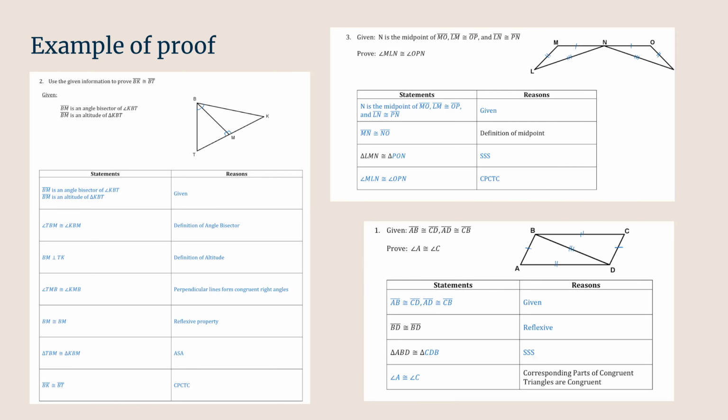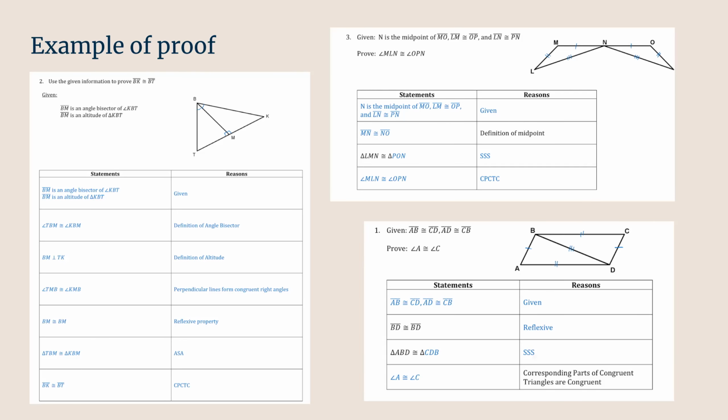And then if we look at number 2, on the left, we have BM is angle bisector of KBT, and BM is altitude of KBT. So we know that angle TBM and angle KBM are congruent because that's angle bisector. And we know that BM is perpendicular to TK because that's altitude. And we have angle TMB congruent to angle KMB because perpendicular lines form congruent right angles.